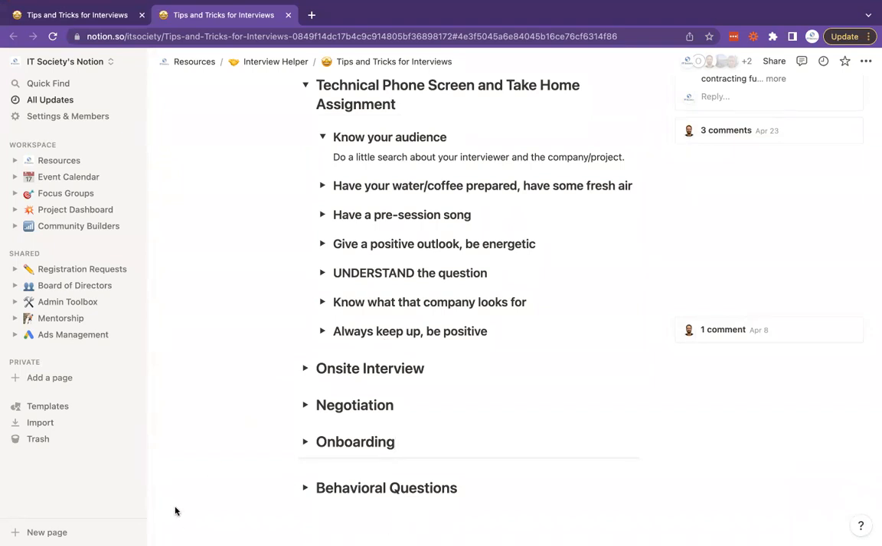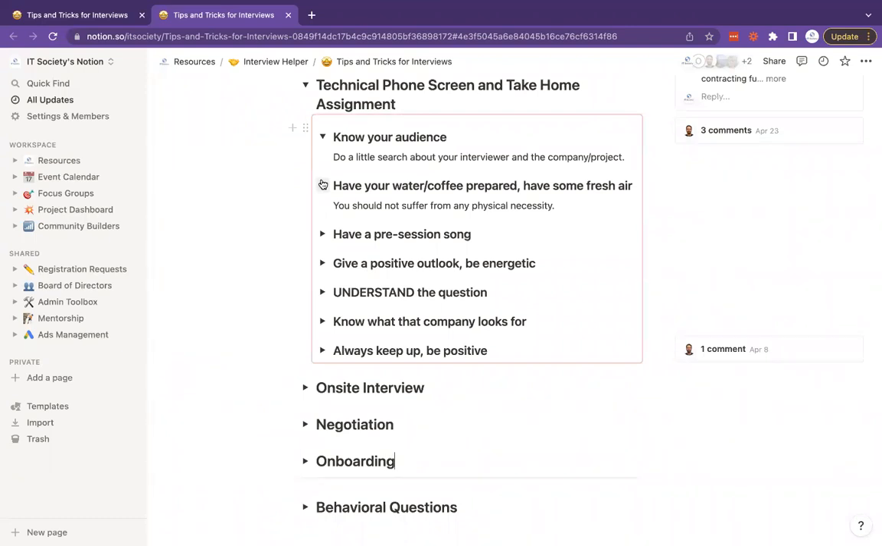The second one was, have a coffee or water and get some fresh air. I think we can read this one as, you should not be suffering from stress or anything that makes you uncomfortable, and you need to recharge yourself before the interview, because some interviews take a long time. There's a high chance that you'll need to drink water, and don't drink too much water either, just balance it, find the sweet spot.